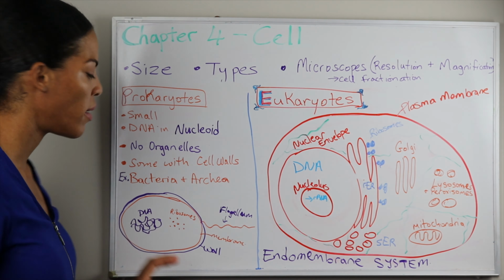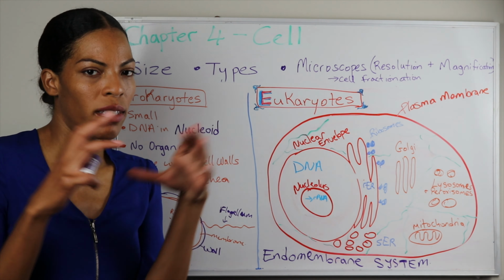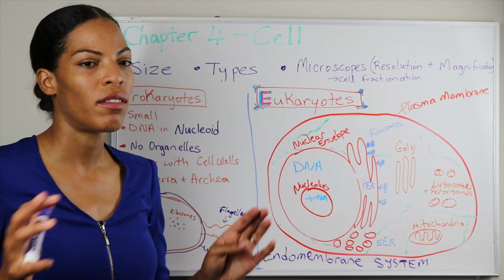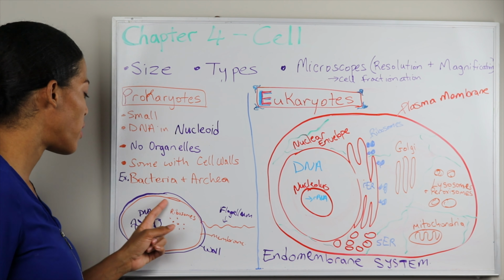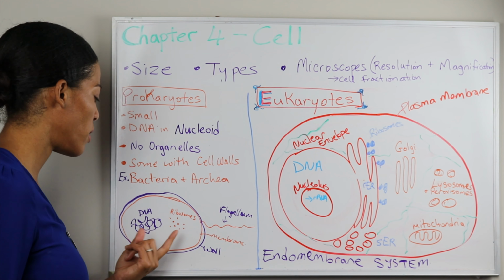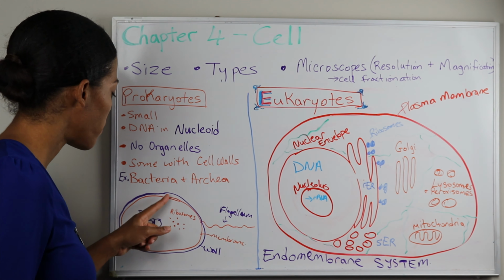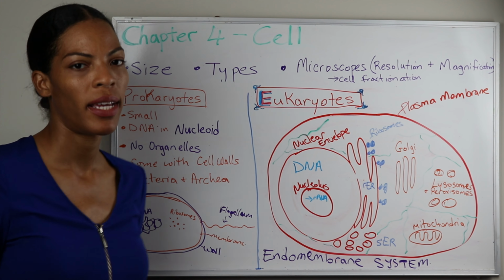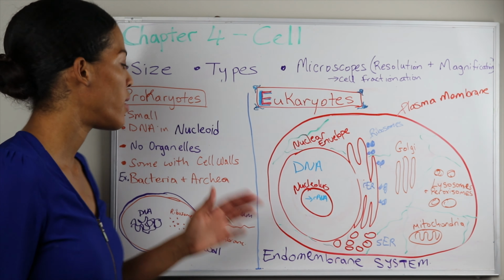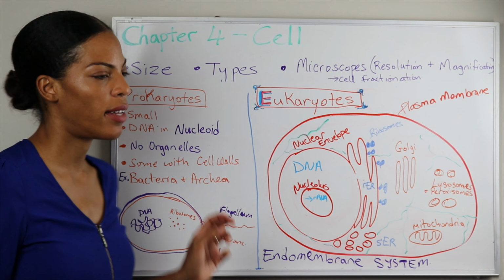They have DNA. The DNA is not in any special compartment. It's just in a region called a nucleoid. And they have this region out here called the cytoplasm, you can call it that. But then they have a cell membrane and a cell wall and sometimes flagellum and cilia to get around. And this is the type of cell for bacteria and archaea.